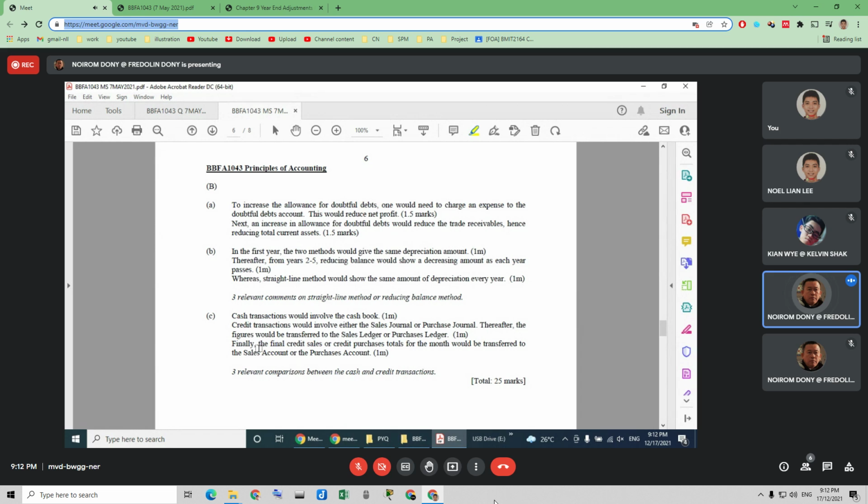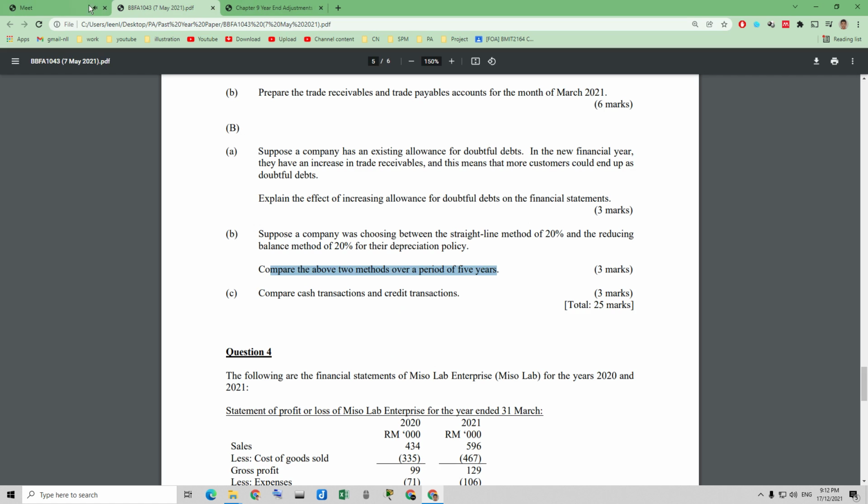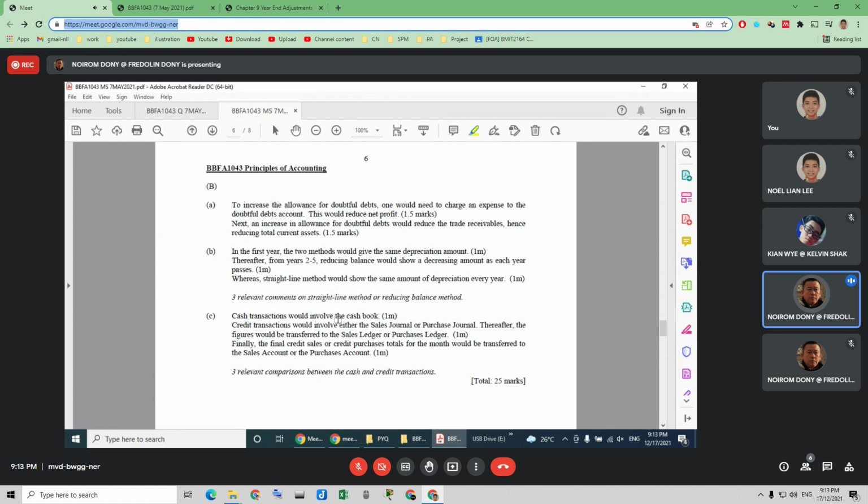Compare cash transaction and credit transaction. Now, cash transaction, of course, this is cash sales. Let's say you have to put the imagination into one particular example. So let's say we're talking about sales. So cash sales meaning you get the payment immediately. So cash transaction would involve the cash book. Cash book will be the prime entry.